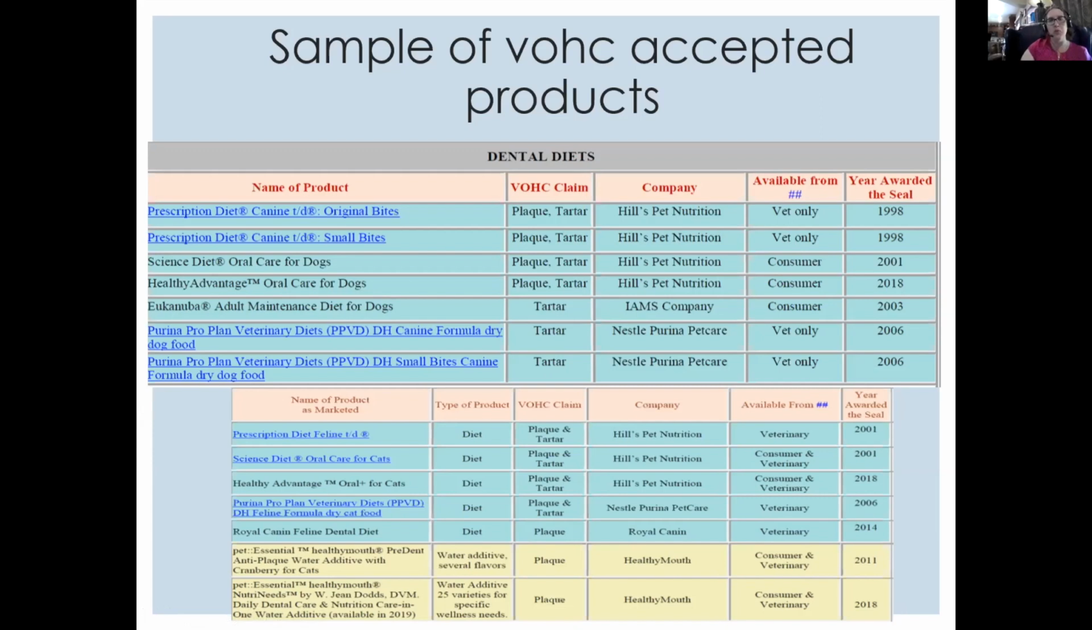As veterinarians, it helps us because it takes us out as the middleman. And for owners, you know that you can trust these products because they are safe for the pet and that their claim is actually legitimate.